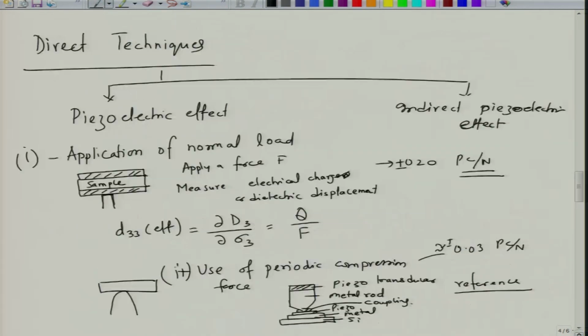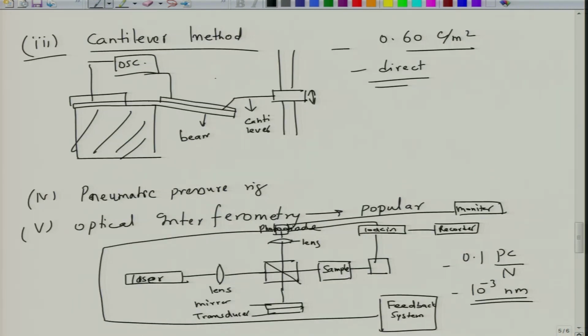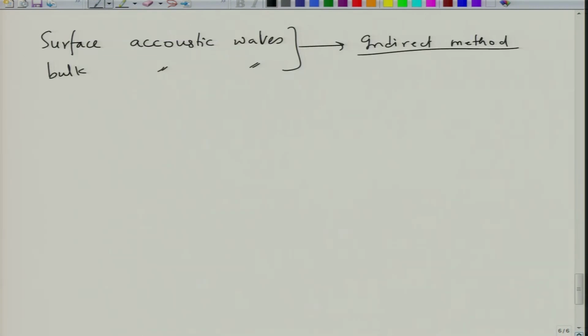So among direct methods, the popular methods are application of normal load, the cantilever method and the optical interferometry method, whereas among the indirect methods, surface acoustic wave or bulk acoustic wave type of methods are more important, basically based on resonance and so on and so forth. Now let us look at the piezoelectric measurements. Sorry, not piezoelectric, pyroelectric measurements.